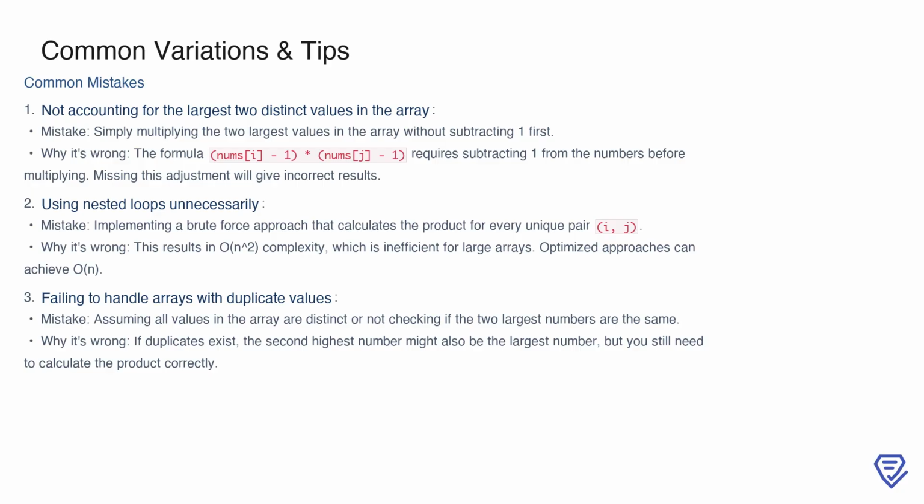While this brute force approach works, it results in O(n squared) time complexity, which becomes inefficient for larger arrays. Instead, you should aim for optimized solutions that operate in linear time. Finally, be cautious with arrays that contain duplicate values. If the two largest numbers are the same, you need to handle this scenario correctly to avoid errors in the product calculation, as duplicates can lead to unexpected results if not properly accounted for.